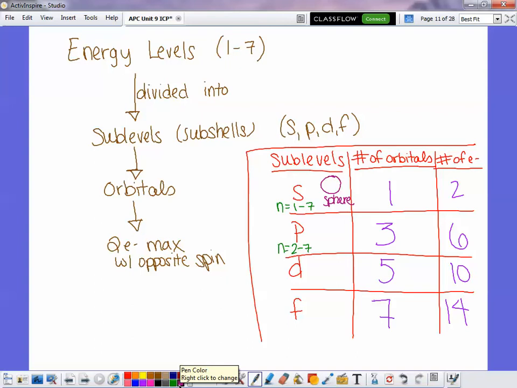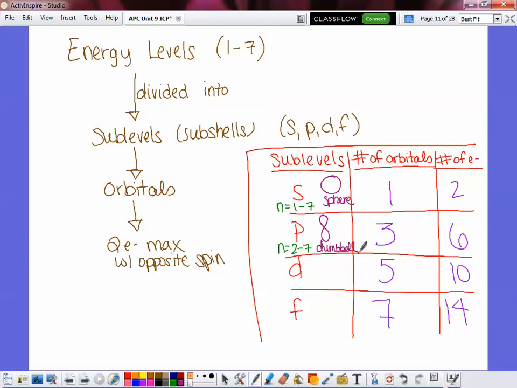Yeah, it's called a dumbbell. But yeah, so it looks kind of like a figure 8. Now, these are the shapes of the individual orbitals. It just happens that the S sublevel only has the 1 orbital. But there are 3 P orbitals that have a dumbbell shape. Okay?